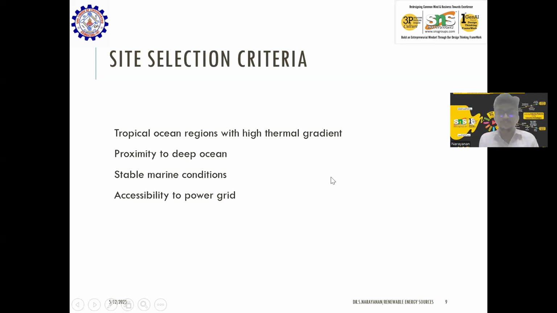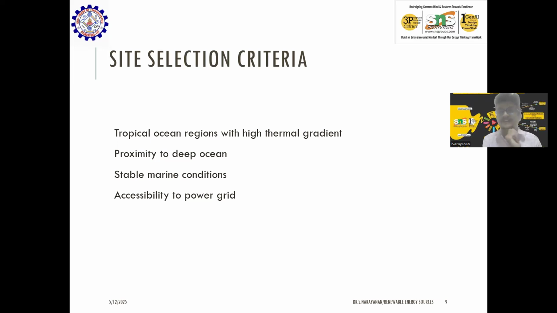So how will we select a site for establishing an ocean thermal energy conversion plant? Tropical ocean gradients, where the thermal gradient, that is the temperature difference, is high, right? So that type of ocean has to be selected. Proximity to deep ocean. So the depth of the ocean should be minimum so that the proximity will be more, and depth should be less and temperature difference should be more. That is the major two conditions.